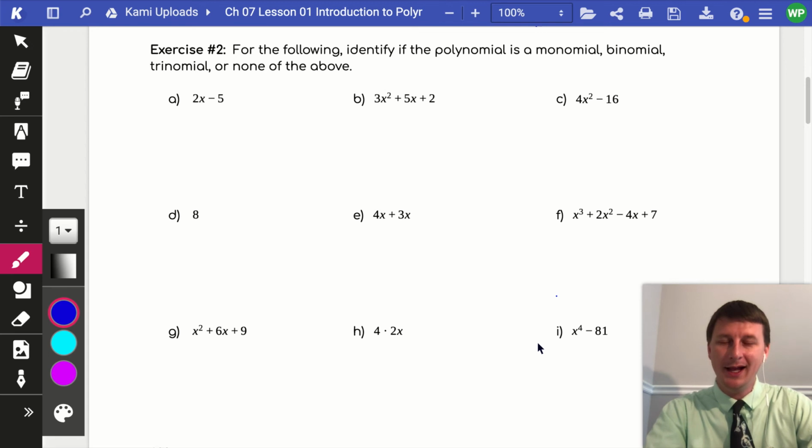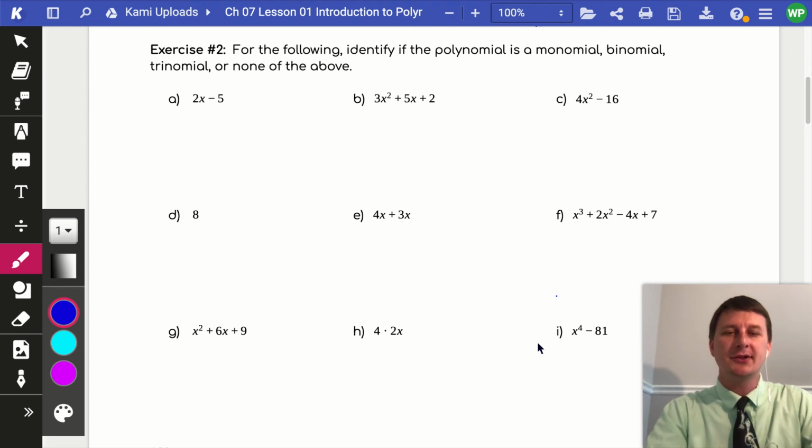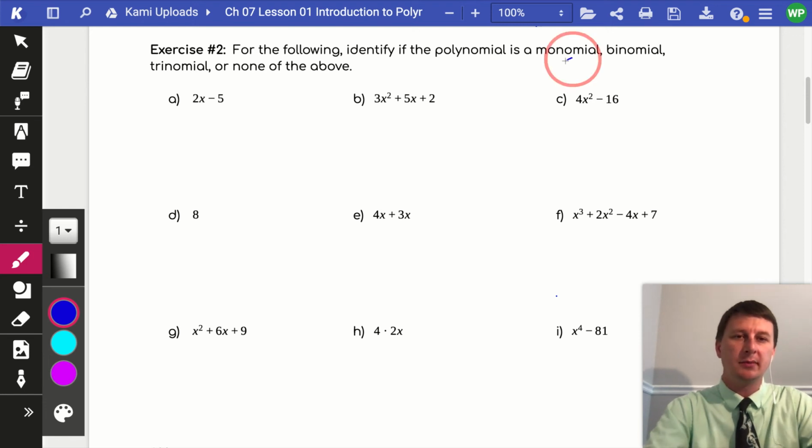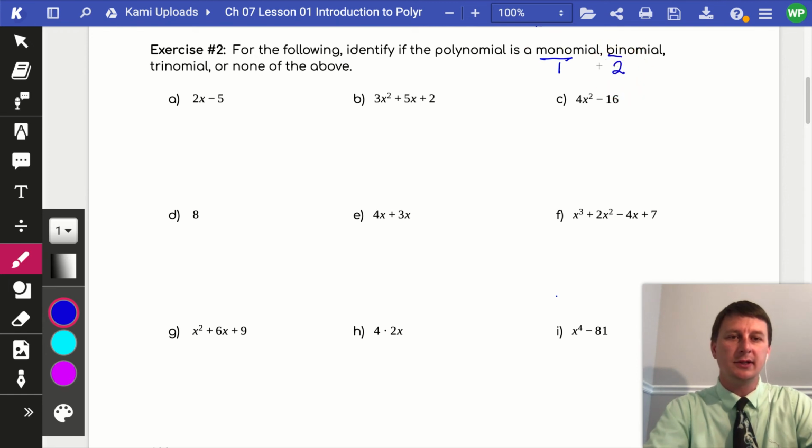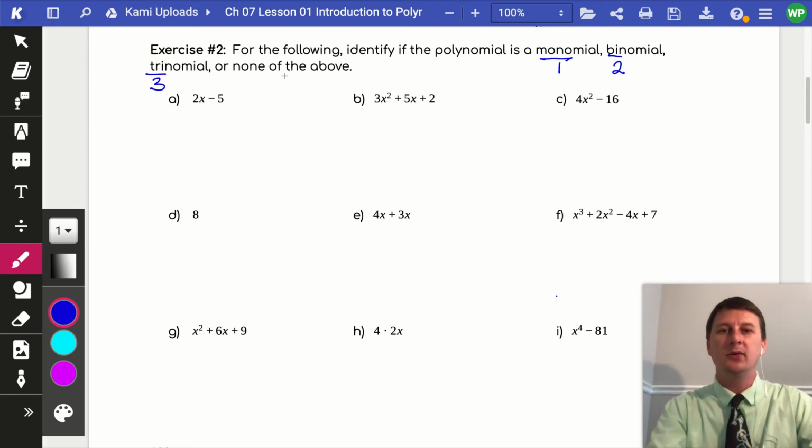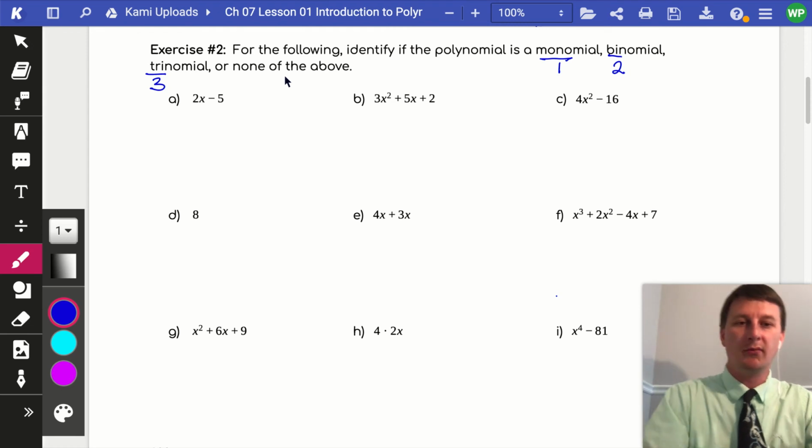Algebra 1. And in this video, we're going to look at exercise number 2, which says, for the following, identify if the polynomial is a monomial, binomial, trinomial, or none of the above. So again, a monomial has one term because mono means one. A binomial has two different terms because bi means two. Trinomial has three terms, and none of the above would be anything with four terms or more.